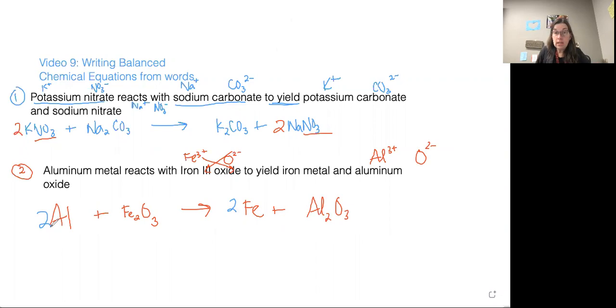Okay, so you get the idea. This is just combining a bunch of skills that you already know and putting them together with balancing a chemical equation.